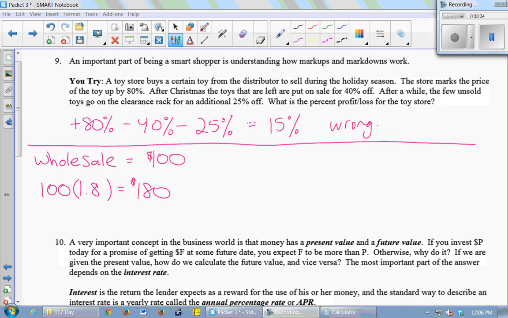All right, then we have $180. That's what we're selling it for at the peak of Christmas shopping season. $180, that's how much they're selling it for. Now we're going to take it off. After Christmas goes by, we reduce it by 40%. What do you multiply 180 by to bring it down by 40%?